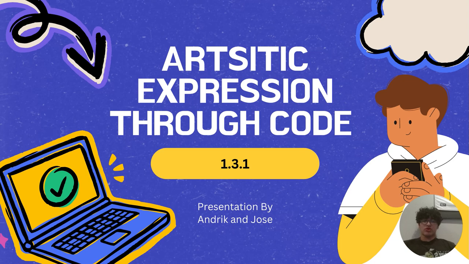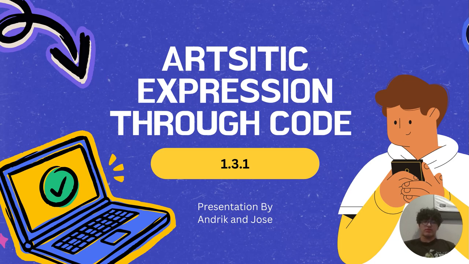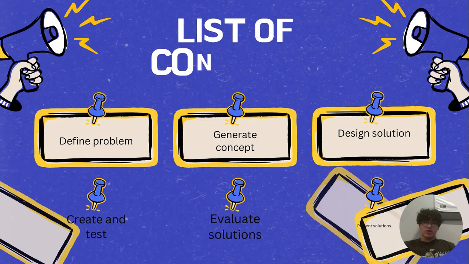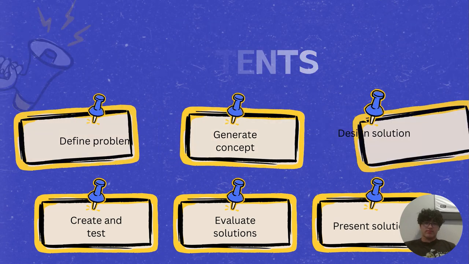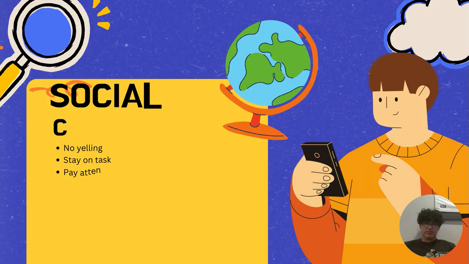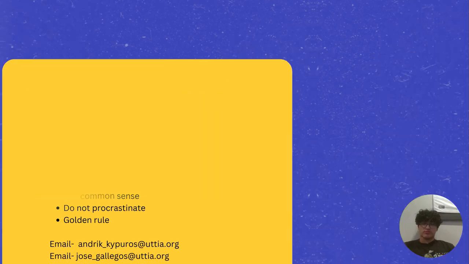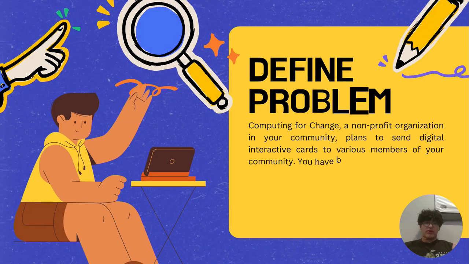Artistic expression through code, presented by me and Jose. Here's our list of content. Here's our social contract. And now we have our defined problem.